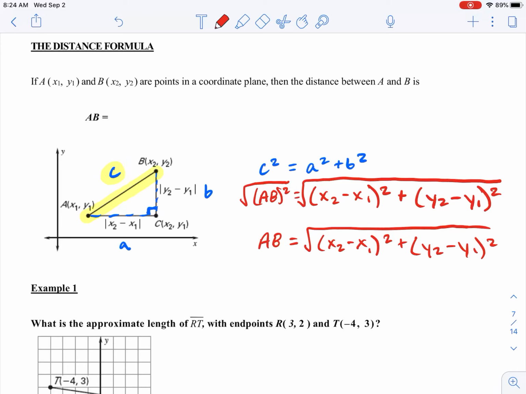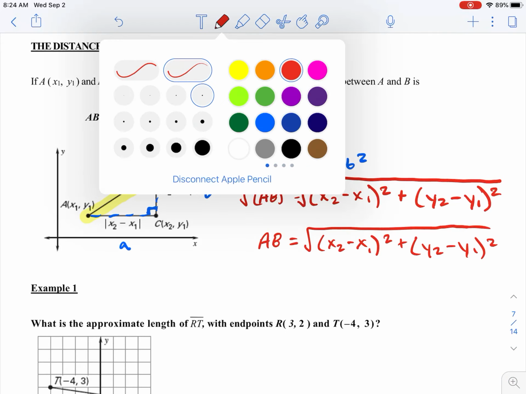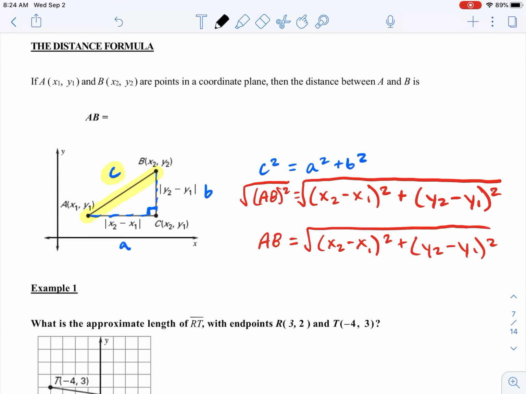So that is our distance formula, and I will go ahead and make sure you're following along, putting these in your own notes as well. So if I wanted to find the distance of a segment, I would take the difference of the x coordinates, square them, add them to the difference of the y coordinates, that are squared, and then I would take the square root of that.